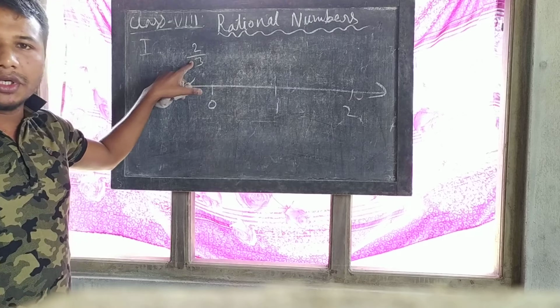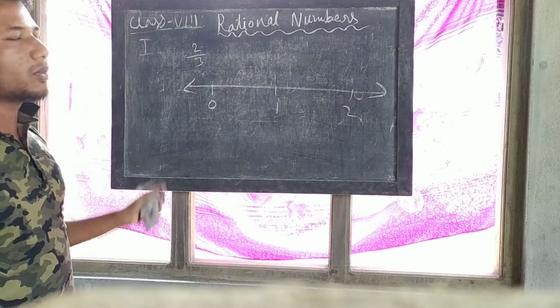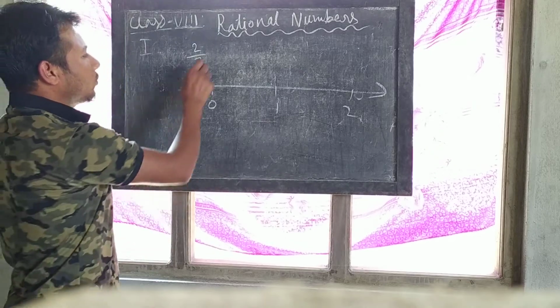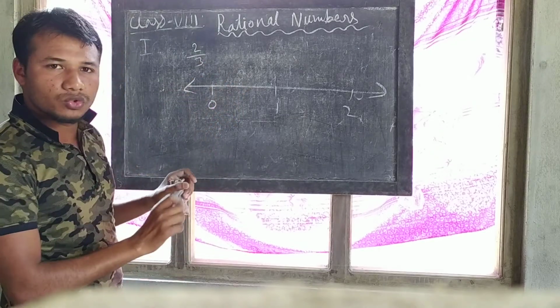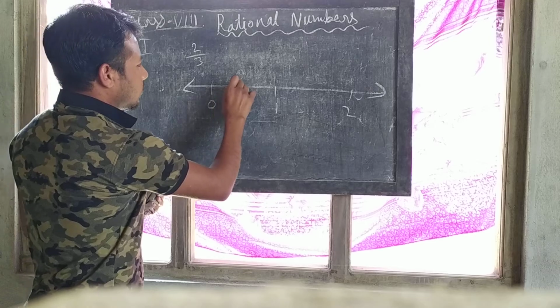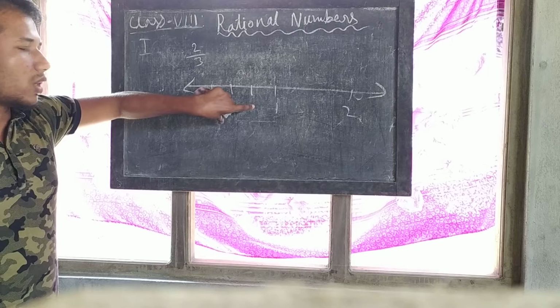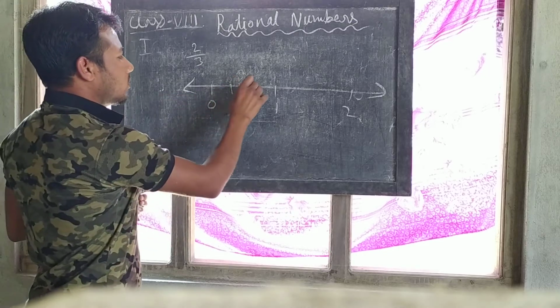And here is the denominator 3. So whatever the denominator, we have to divide each unit into that many parts. Here 3, we have to divide this 1 into 3 parts: 1 part, 2 parts, 3 parts.